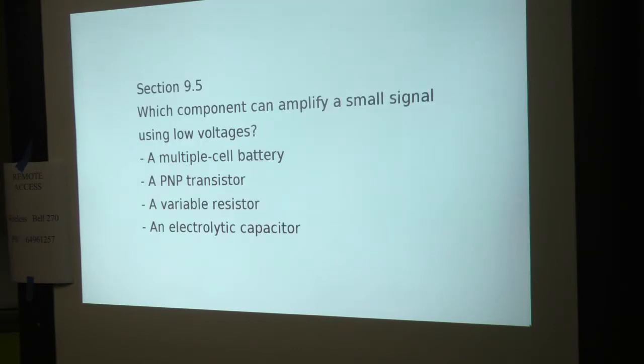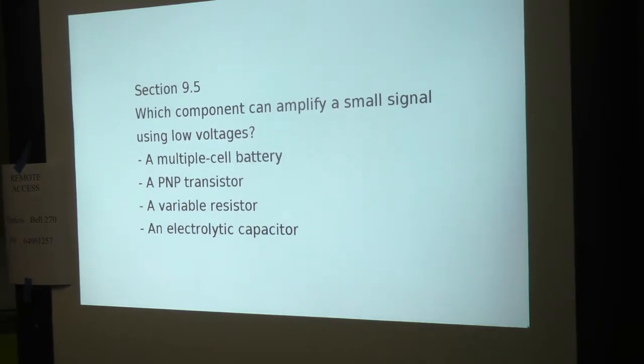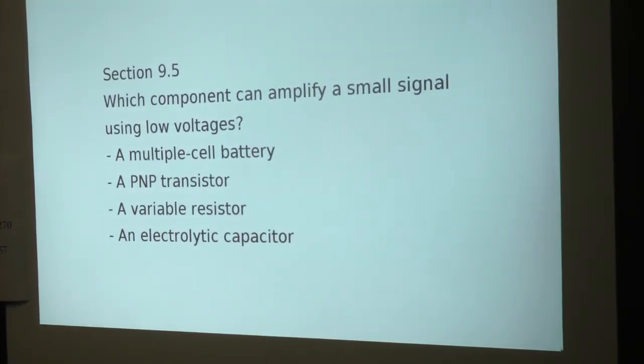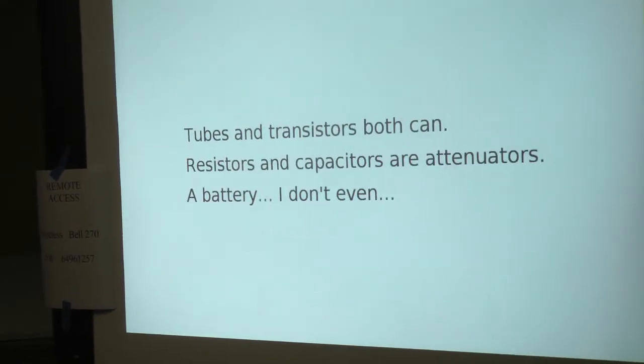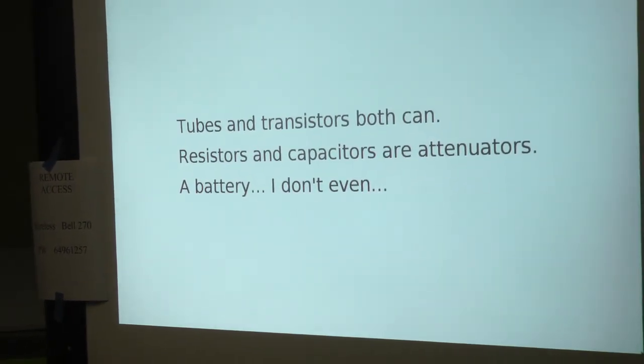Alrighty. So, which component can amplify a small signal using low voltages? Number 2, PNP transistor? That's correct. Yep, tubes and transistors both can. Resistors and capacitors are attenuators, and a battery is not going to do anything at all for you.